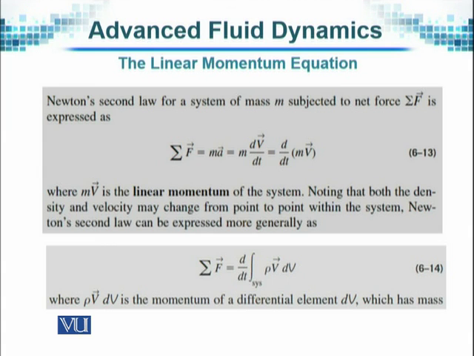So noting that both the density and the velocity may change from point to point within the system, Newton's second law, the same law that is written in this equation, can be written in the integral form. When we integrate it over this system, the variation of rho, that is the density, will also be taken care of.